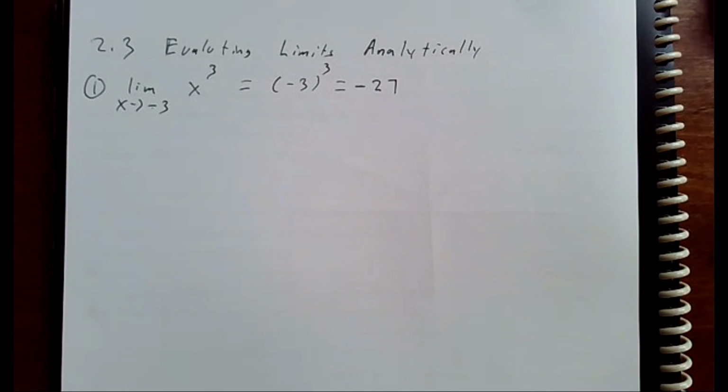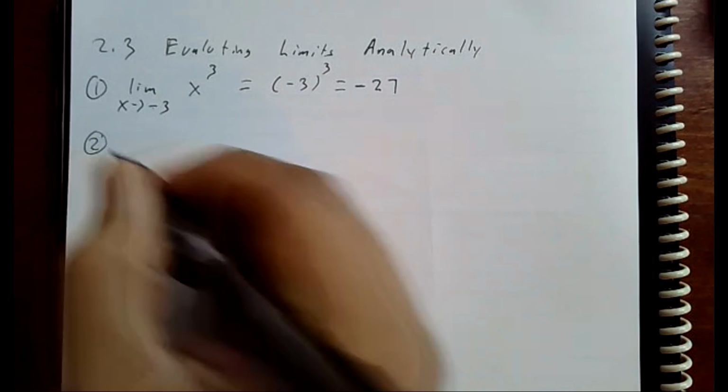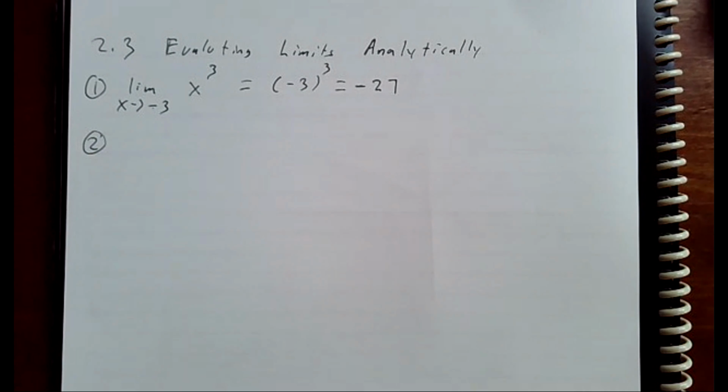Alrighty. See how we found the limit without doing anything? You see what I'm saying? You don't have to approach it from both directions because there was no issue with the value of -3.